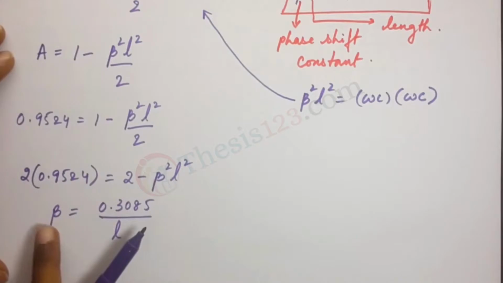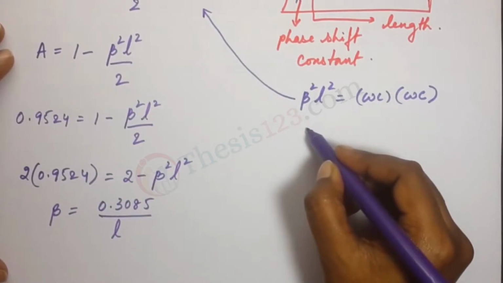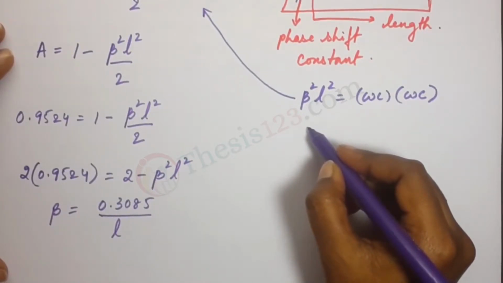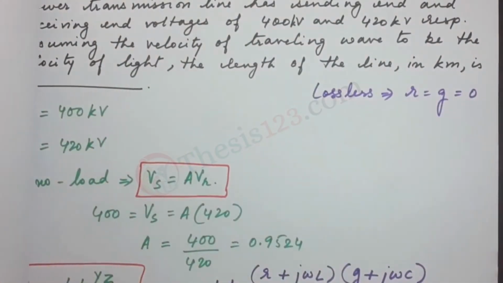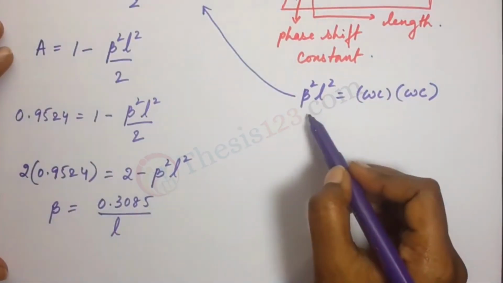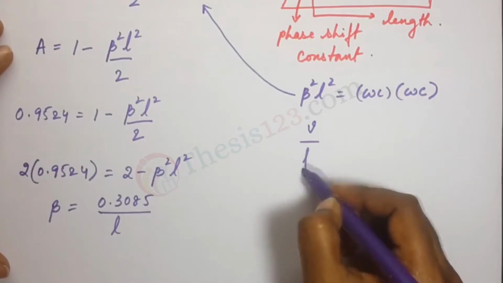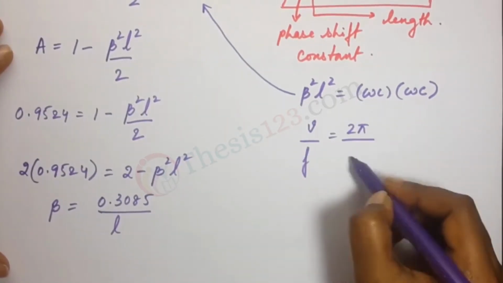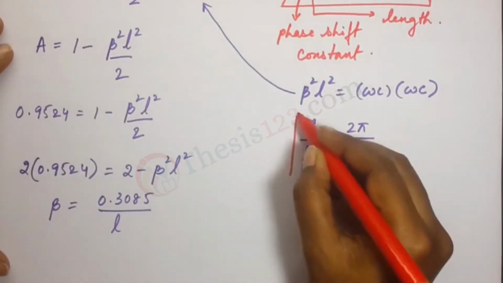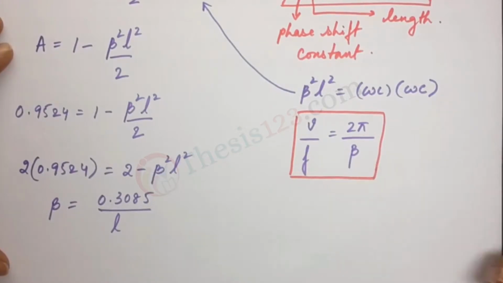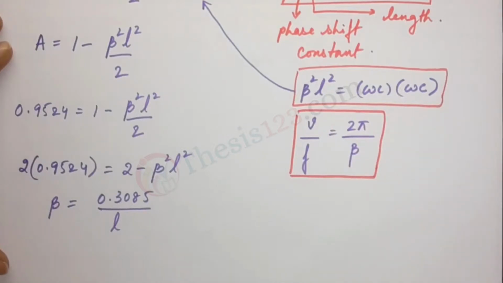Now beta has another formula. Now here's the next formula. In terms of the velocity of the wave, the velocity of the traveling wave, you see in the question there. So in terms of the velocity of the traveling wave, we can write it as velocity divided by F is equal to 2 pi by beta. So all of these are quite interesting relations, in fact. All these relations will do good to remember them.